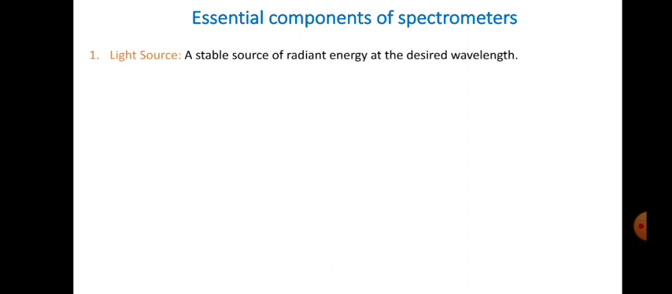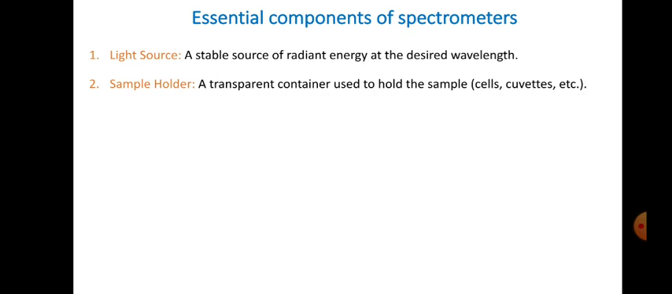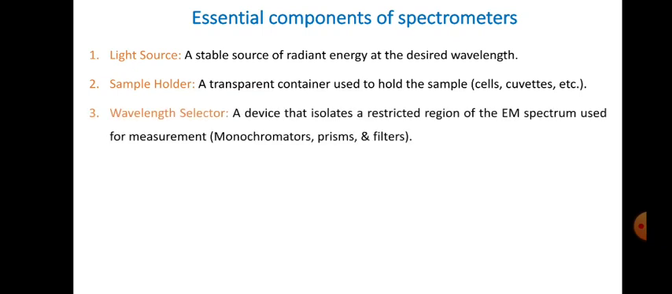So when we think of a spectrophotometer, what essential components will it have? First is the light source. Because it is a spectroscopic technique, we require a source of electromagnetic radiation which will emit the radiations. So the light source is a must. The light source should emit a stable source of radiant energy at the desired wavelength. Then we require a sample holder which can hold the sample in a particular container, which we refer to as cells or cuvettes. Then we require the wavelength selector.